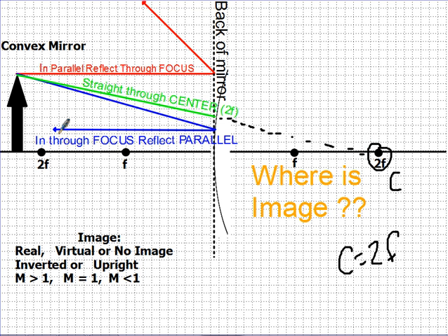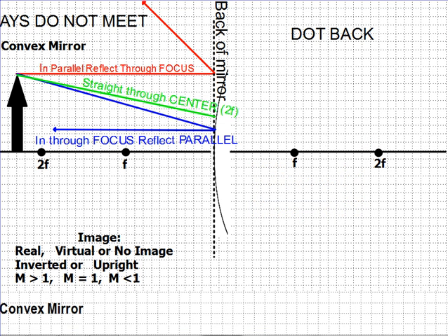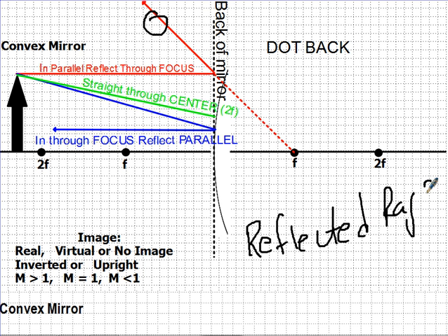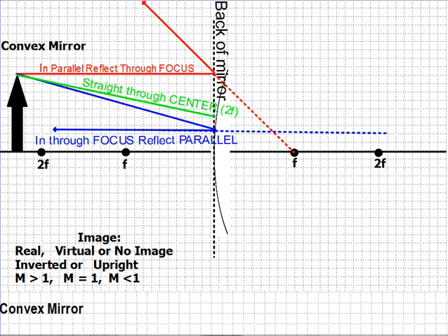Now you're going to see when you do this, there's no image until you dot back, because these reflected rays do not intersect in the real world. When you dot them back, you dot back the reflected ray. Remember, dot back reflections. Do not dot back the incident rays. So that's the in through the focus, out parallel, and there's a straight through the center.